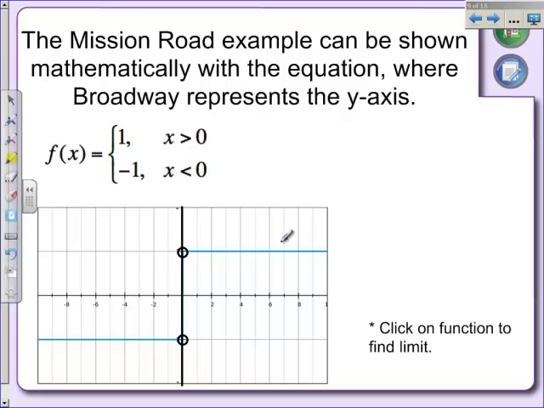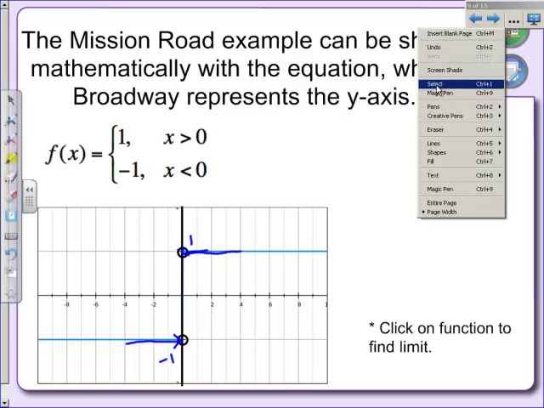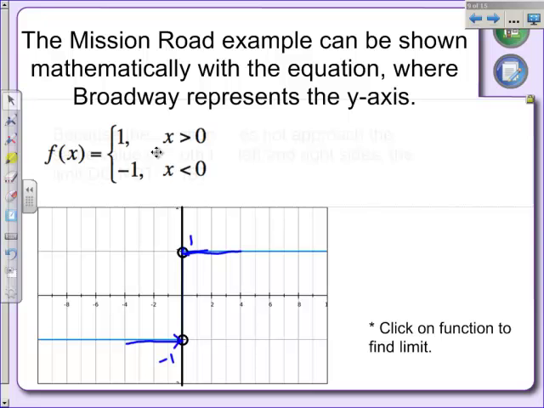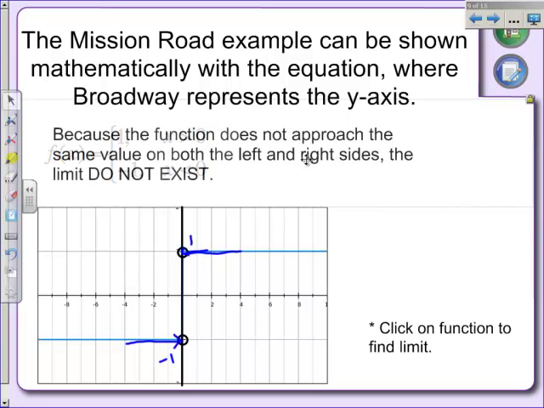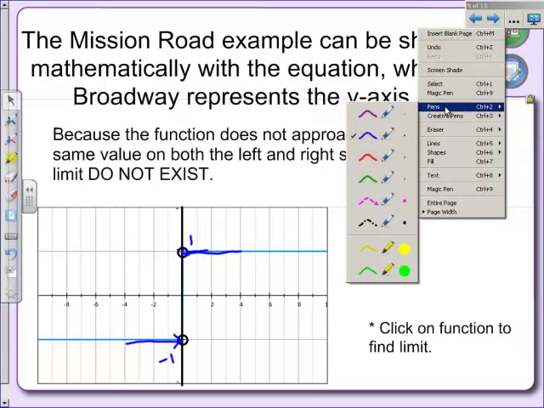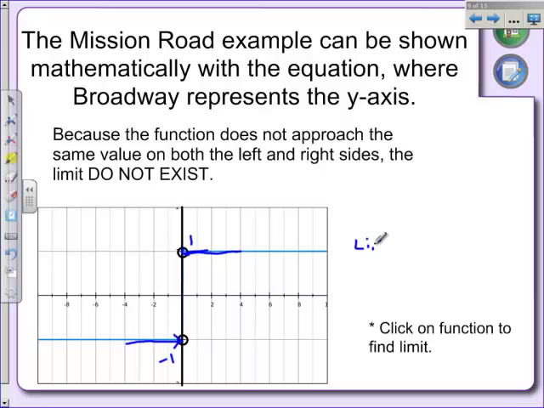And this is an instance where from the right, the graph is approaching +1, but from the left, the graph is approaching -1. So we would say that the limit does not exist because from the right and from the left, they're not approaching the same y value. Here we would say DNE for our answer to our limit. Let's just write this down: the limit as x approaches 0 of f of x does not exist.